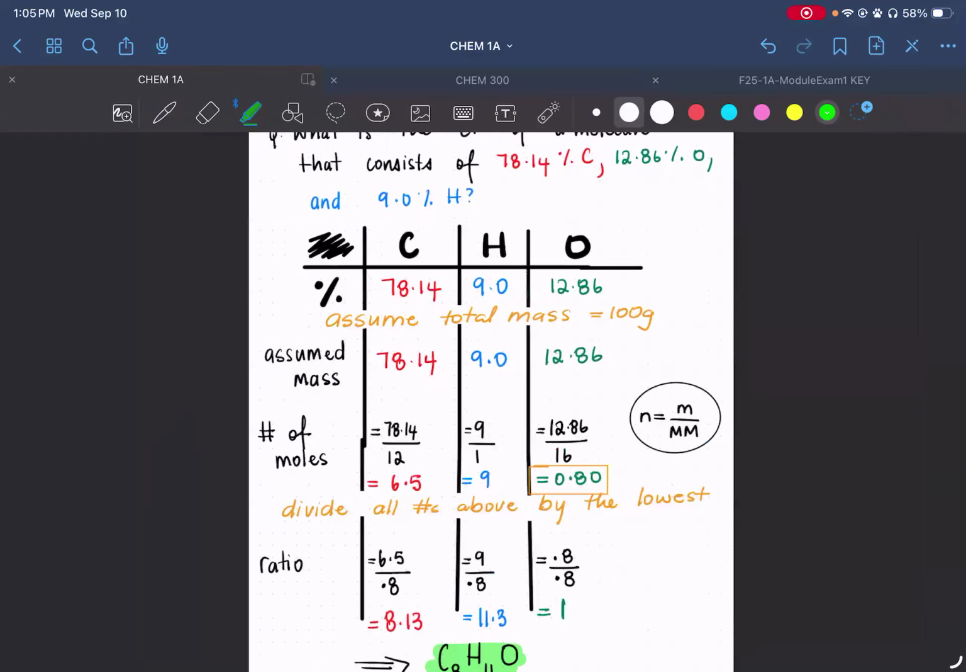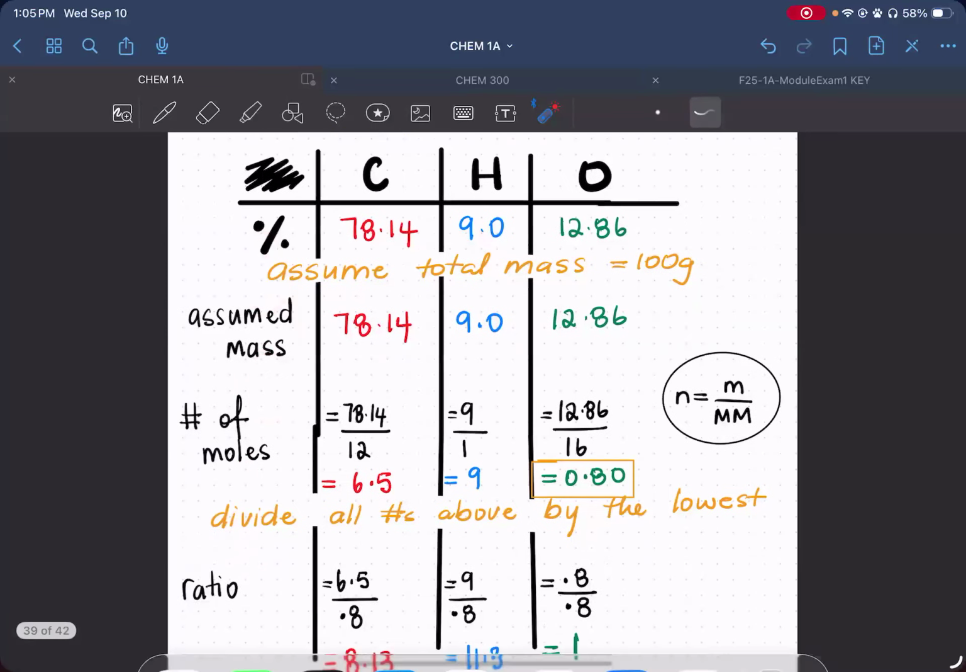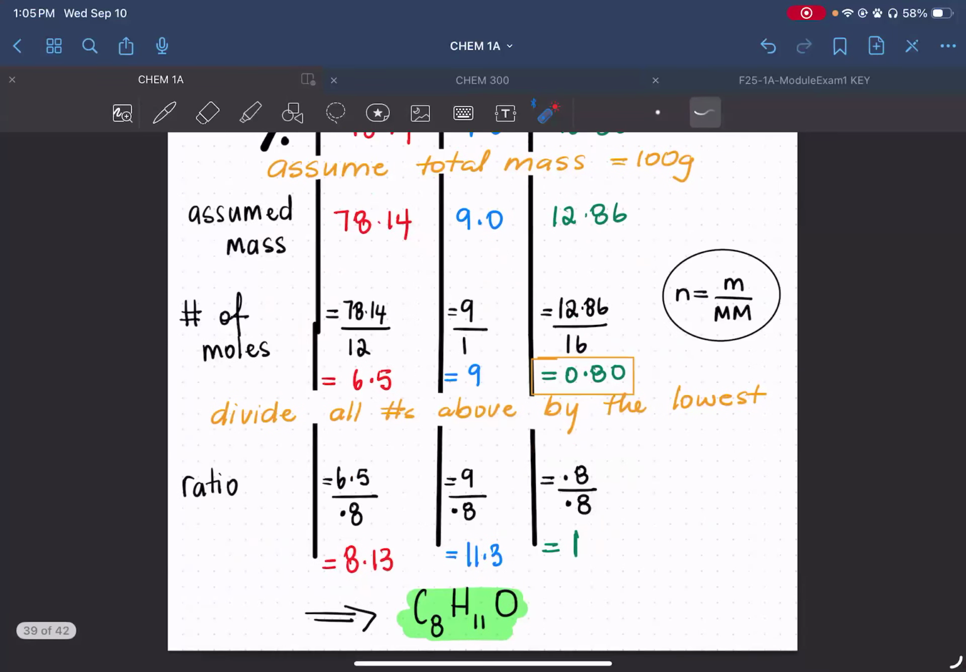This is a procedure that you are expected to follow. While you don't necessarily always need to draw the table, the order is here. From the percentages, we will assume mass. From the assumed mass, we will calculate moles. From the moles, we will divide to get ratio. And that's what gives us our empirical formula.